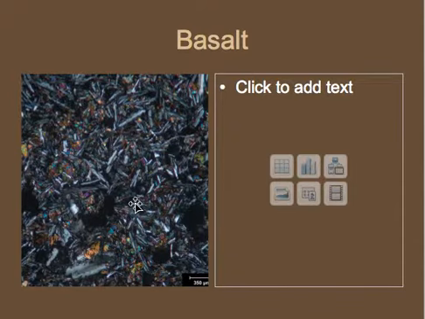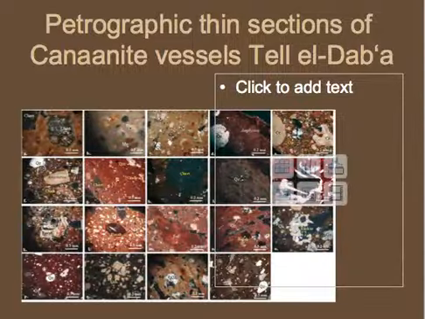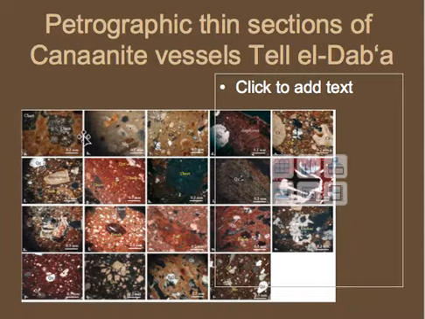So here's what basalt looks like under the microscope. Right here you can see some different minerals showing up as different colors. The stuff that they're in is the clay. This is a thin section, so they would actually slice a piece of pottery extremely thin so that light passes through it, right? And this gives you an idea of some Canaanite vessels from a particular site. I think this is in Egypt, right? And you can see that there's a lot of variation in the kind of minerals in these clays, right?